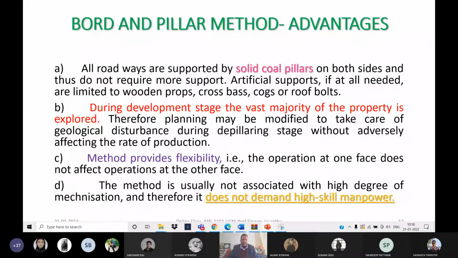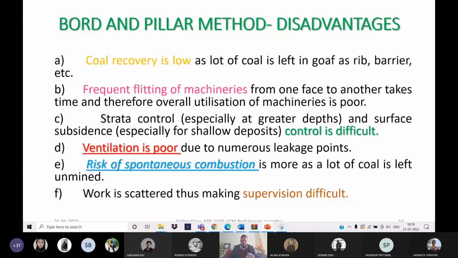Then disadvantages, as we know very well from the previous semesters also: coal recovery is low, as a lot of coal is left in the GOF as a rib barrier. Then frequent shifting of the machines. As a very simple comparison with longwall working, where the total extraction as a method of mining, or technology of extraction or excavation, is concentrated at one place, unlike that, in board and pillar we are working at 4 or 5 pillars in a row.